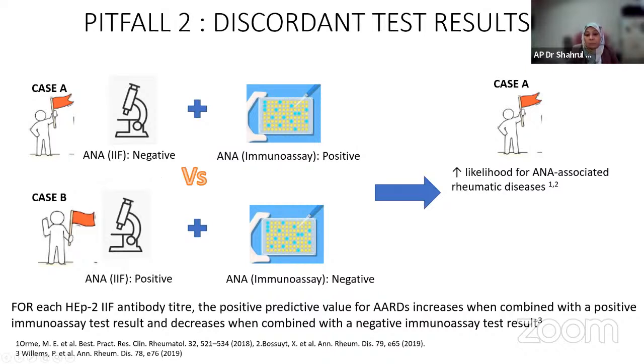This paper described that if your immunofluorescence is negative but your ELISA or immunoassay is positive, there is a higher chance that the patient actually has an ANA-associated rheumatic disease, because the ELISA method is more specific compared to immunofluorescence. But if you have an immunofluorescence positive and the ELISA is negative, it makes it less likely, not to say unlikely, but less likely as compared to case A, because ANA is very, very sensitive, but it is not specific to autoimmune rheumatic diseases.